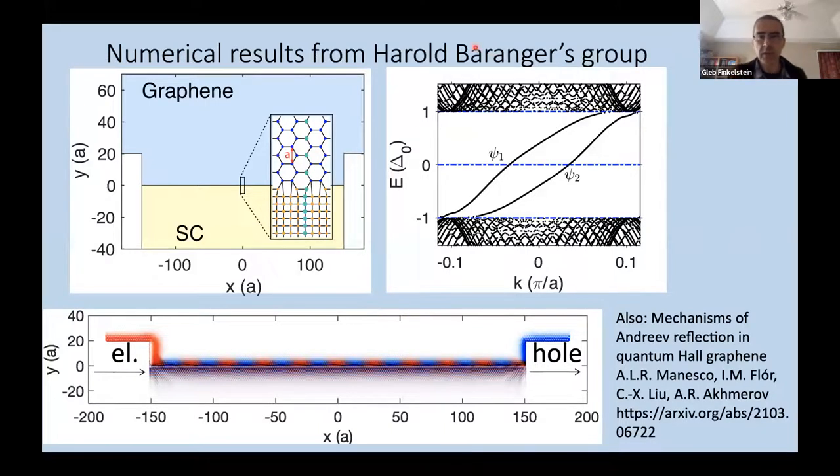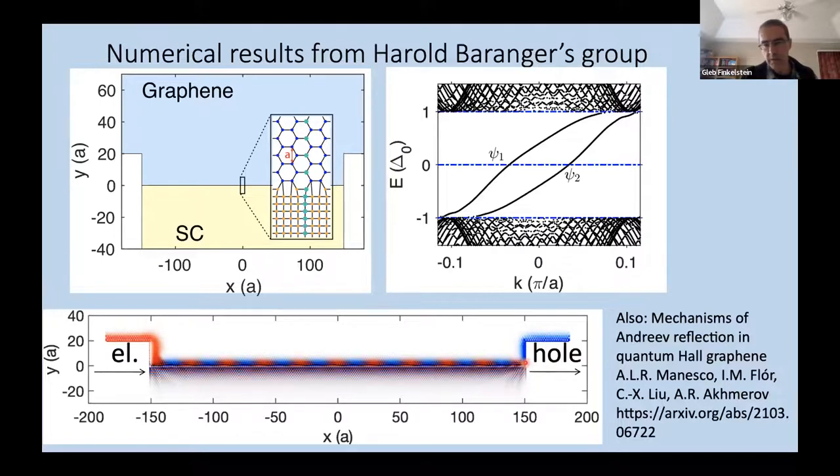So Harold and Alexei have made numerical simulations using Quant. They have simulated graphene superconductor interfaces shown here, calculated the dispersion of the two chiral states, and here, this image is in fact from combined electron hole density. You can see the lattice here of the underlying superconductor and the graphene. And electron density is shown in red, hole density is shown in blue.